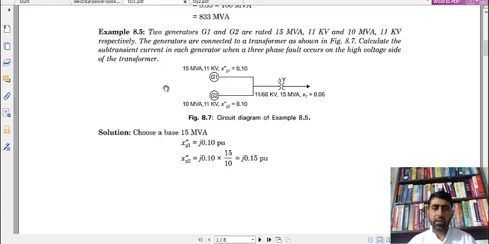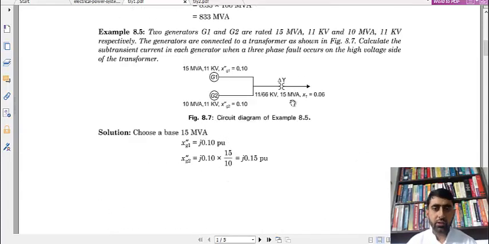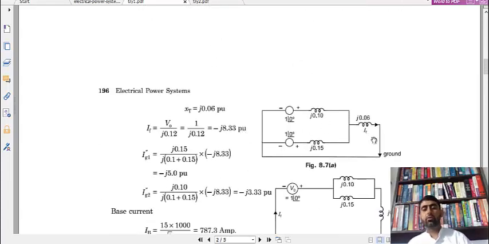So sub-transient current means we have to calculate it in the sub-transient period. Since XG1 and XG2 are given as the sub-transient reactances, whatever current we get will be the sub-transient current. If it is not given, it is very difficult to get the sub-transient current. XT is again given on the base of 15 MVA. That is the advantage here, because two values coincide with 15 MVA, so we don't need to change this also. So the circuit reduces to this.